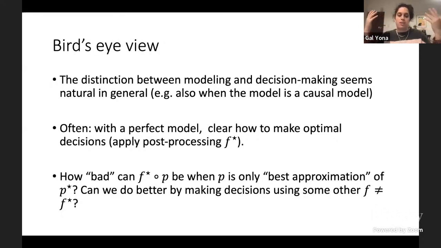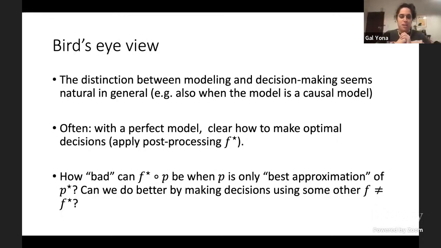It's in some sense only my best approximation of this perfect model, taking into account both computational issues, sample complexity issues, things that we know that we are going to run into in practice. So I think this raises this fundamental question of when can we ever do better by making decisions differently? And then what do these different functions F that are not F star look like? How do we go about choosing them?